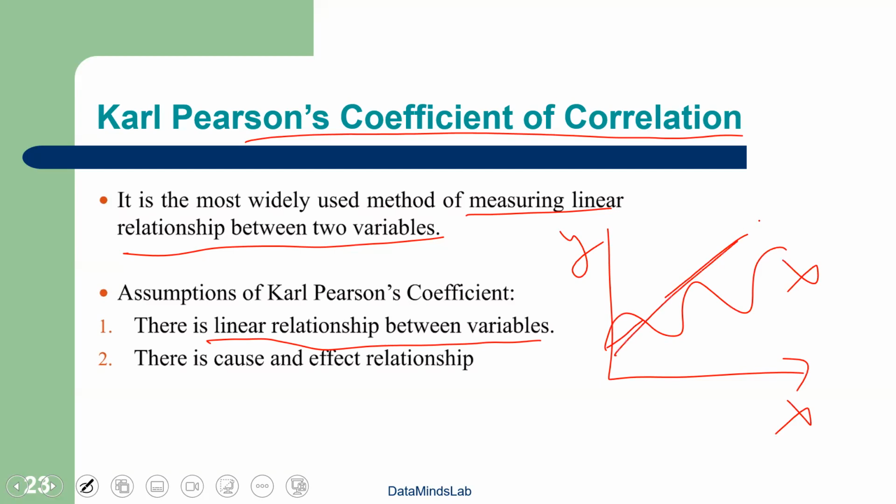It assumes there is a linear relationship. That is my first assumption. And the second assumption is that there is a cause and effect relationship. What do you mean by cause and effect? It means that there is some small change that is going to affect and make changes in the other variable. So that is the meaning of cause and effect relationship.